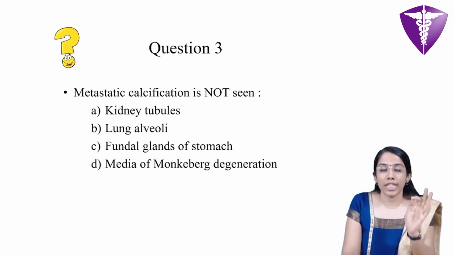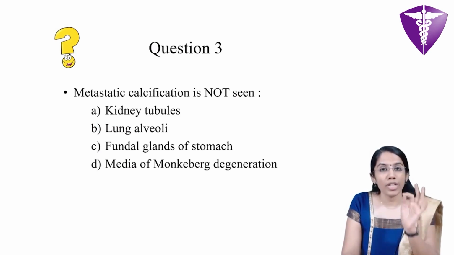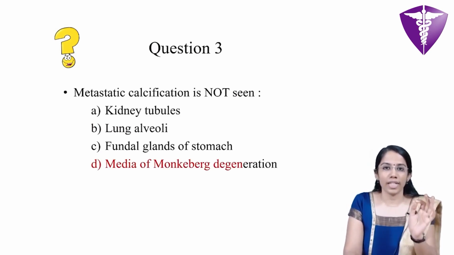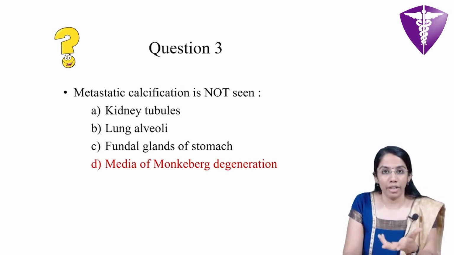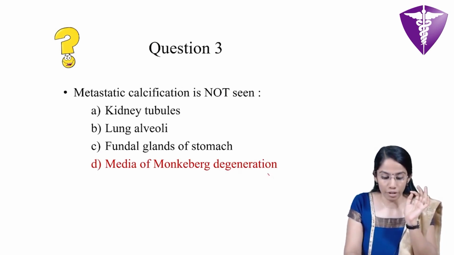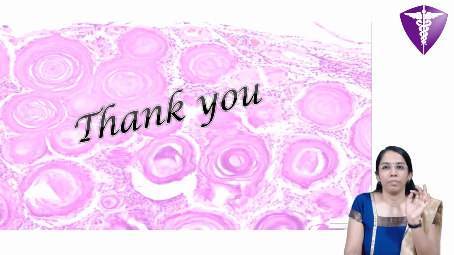Next, metastatic calcification is not seen in which? We know that kidney tubules, lung alveoli and fundal glands of the stomach are all sites of metastatic calcification. But Monckeberg arteriosclerosis, which occurs in the media of the arteries of old individuals, is a classic example of dystrophic calcification. Thank you.